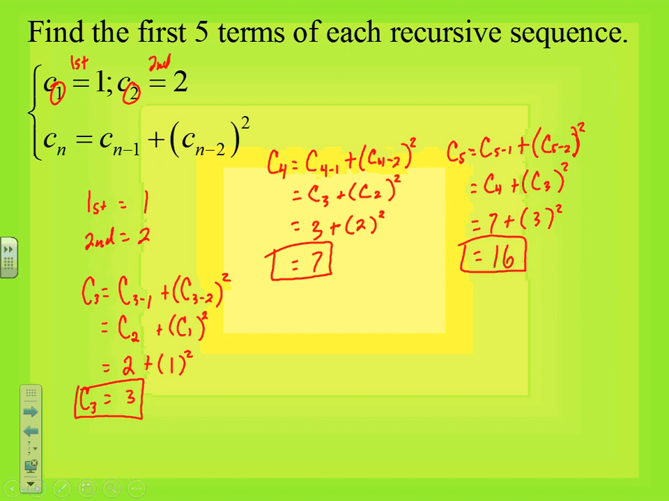So the first 5 terms of the sequence are going to be the 1 and the 2 that was given to me by the problem. Then the third one that we got was a 3, the fourth one that we got was a 7, and the fifth one that we got is a 16. So there are the first 5 terms of this recursive sequence. And that's pretty much it.